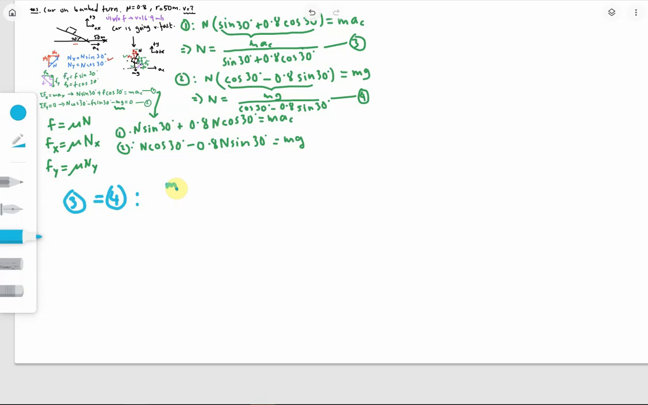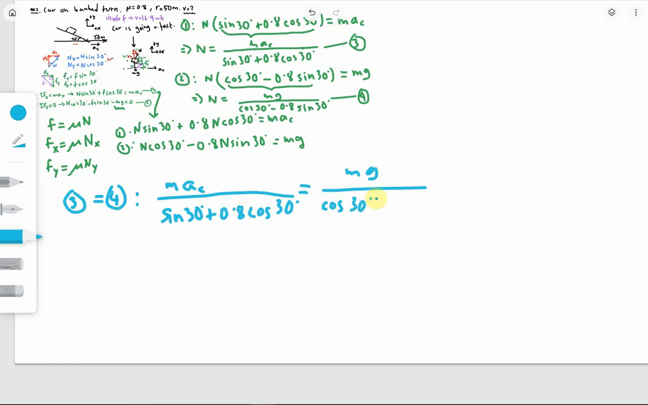So on one side we have the expression of n from equation 3, which is m a_c over sine 30 degrees plus 0.8 cosine 30, right? And on the other side we have the expression of n from equation 4, which was m times g over cosine 30 degrees minus 0.8 sine 30 degrees. Both sides of the equation have m in them, and m is the same thing, the mass of the car, on both sides. So we can divide them out.